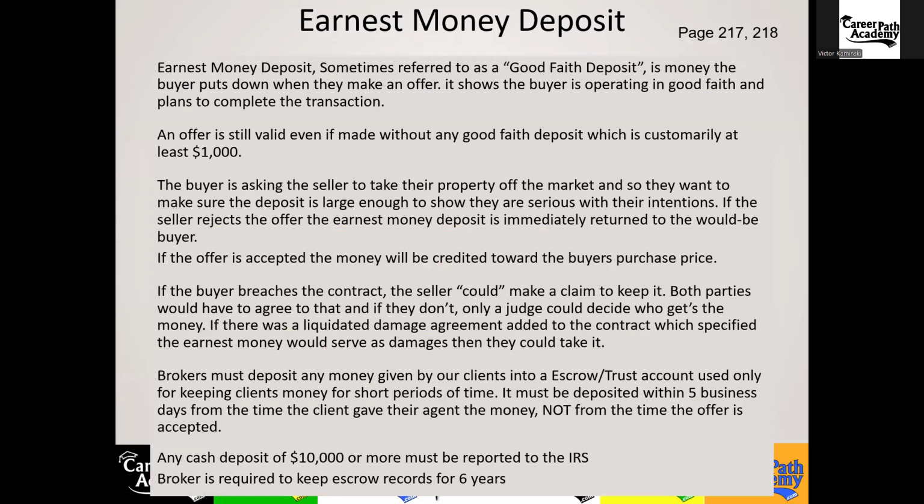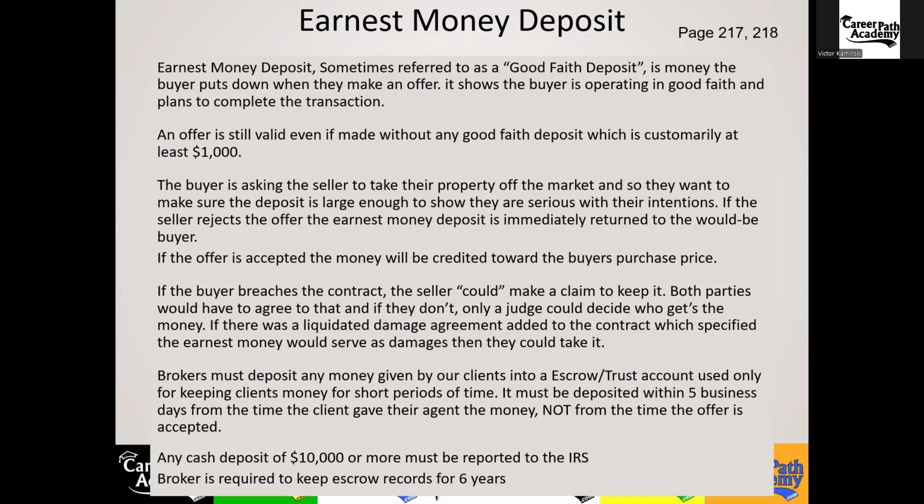All right, so now here's my interpretation or rewording of everything that you highlighted there. Earnest money deposit is sometimes referred to as the good faith deposit, and this is the money the buyer puts down when they make their offer. It shows the buyer is operating in good faith and they plan to complete the transaction. An offer is still valid even if made without a good faith deposit, which is customarily at least $1,000. The buyer is basically asking the seller to take their property off the market, so they want to make sure that deposit is large enough to show they're serious with their intentions.